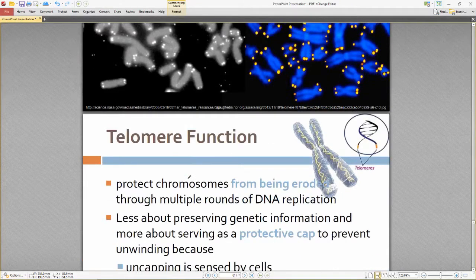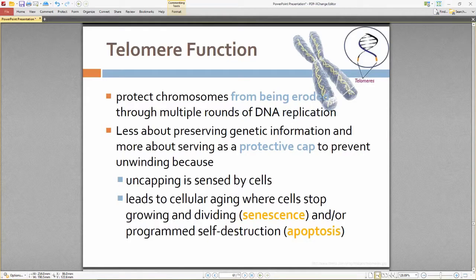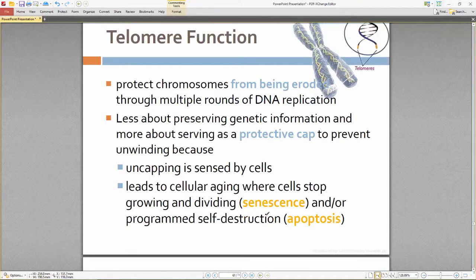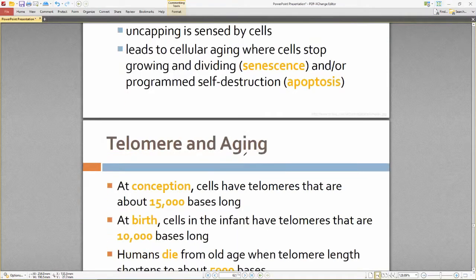So what do telomeres do? They protect chromosomes from being eroded through multiple rounds of DNA replication, because telomeres don't code for anything. So their existence protects the actual coding DNA. They're like a protective cap. Uncapping is sensed by cells, and it leads to cellular aging, where cells stop growing and dividing, which is called senescence, or programmed self-destruction, apoptosis.